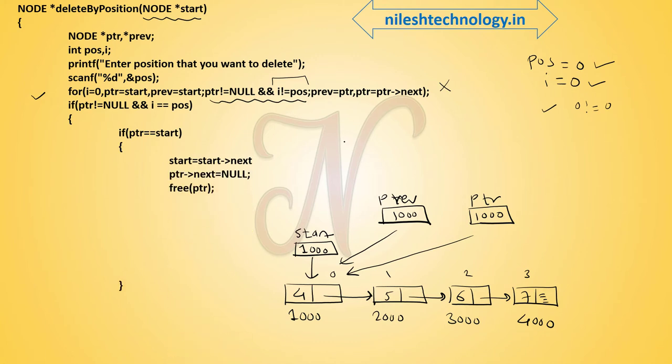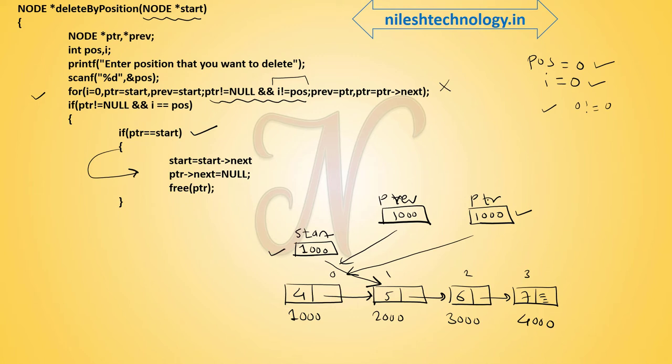And inside, there is again one more if. Check here: ptr is equal to start. So see here, ptr and start both have the same address, that is, your position is 0. You delete the node at the 0th index. So this if condition works. So start equal to start of next. So start is pointing to this next node. Then ptr of next equal to null.